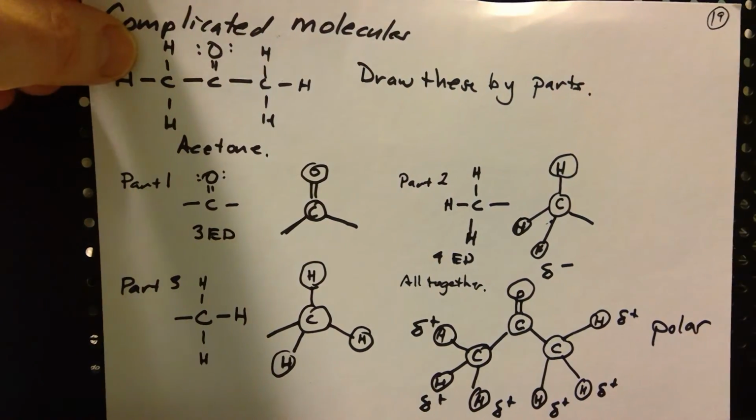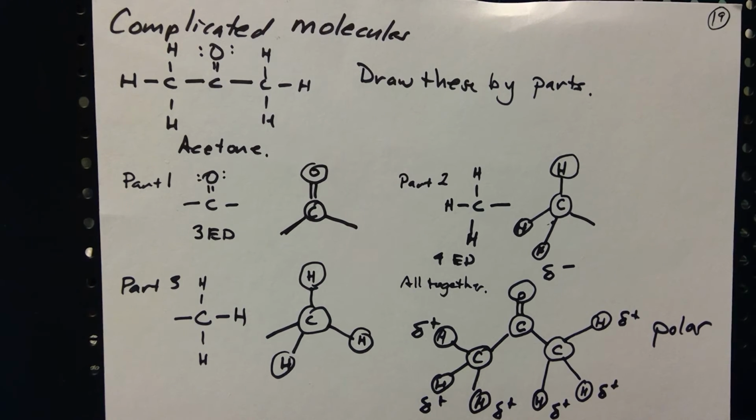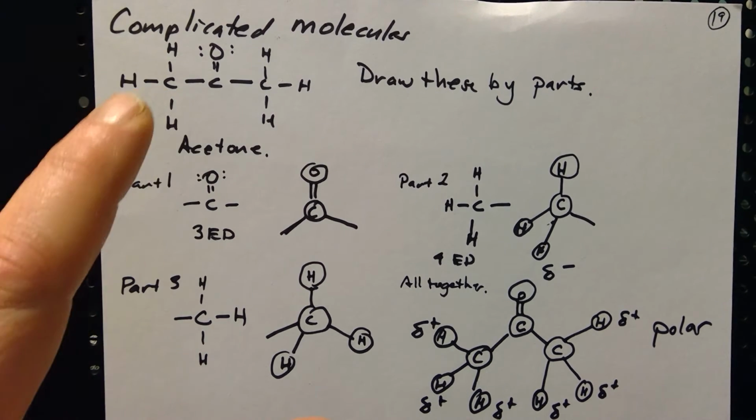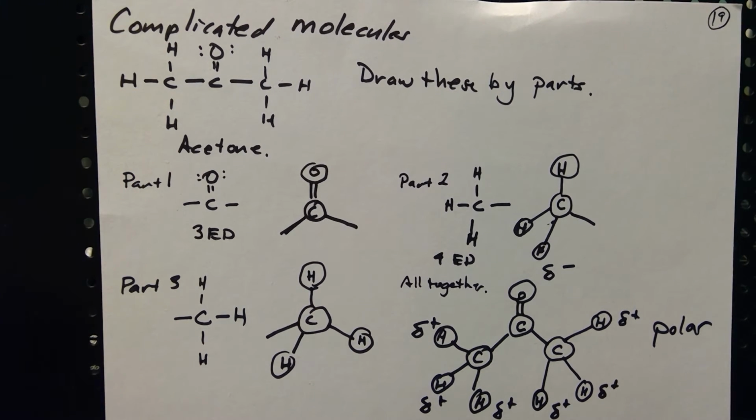One last thing. Dealing with complicated molecules. So this is the Lewis dot structure for acetone. It's a complicated molecule. There's more than one. There's not just one center that you could look at. So the way you deal with complicated molecules is draw these by parts.